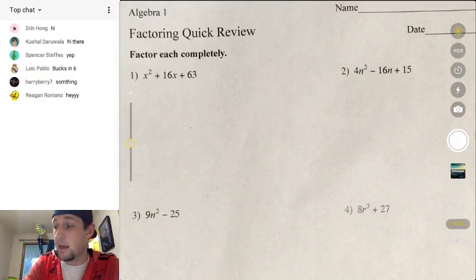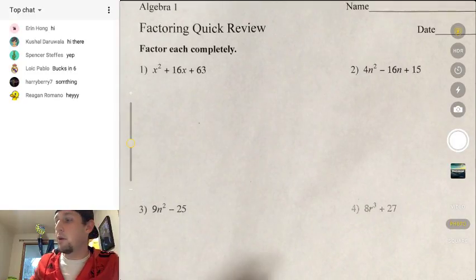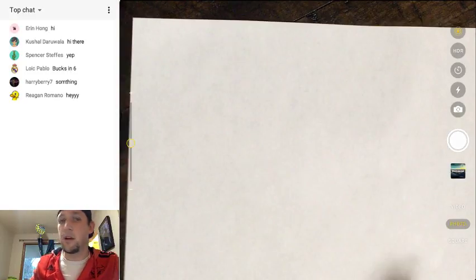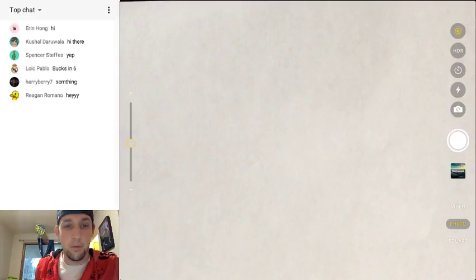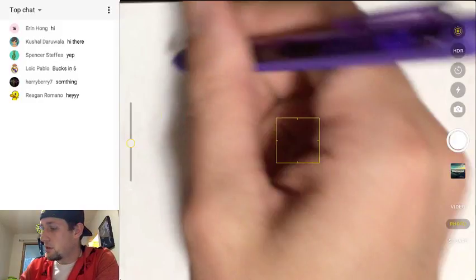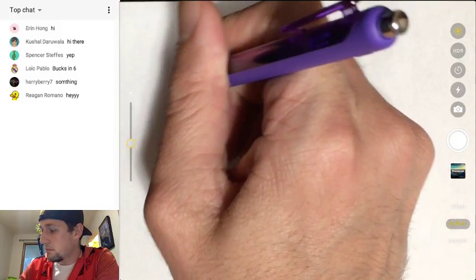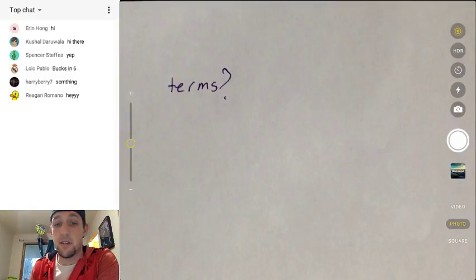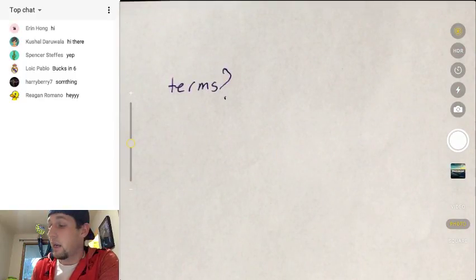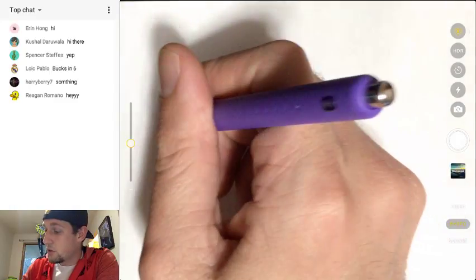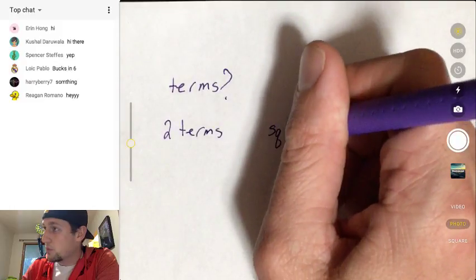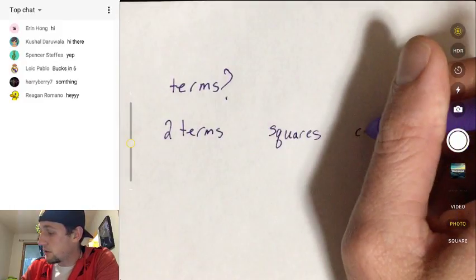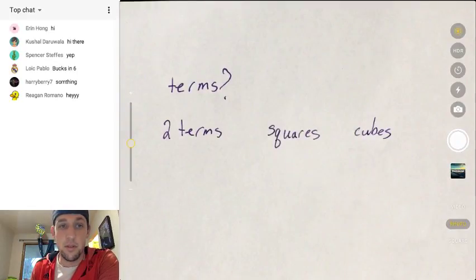So we'll start with, actually, I'm going to start not with this. What I'm going to start with is talking about factoring rules and how we know what set of rules we should be following. Really, the basic thing comes down to looking at the number of terms. That's the initial question you should ask yourself: how many terms does the polynomial have? If it has two terms, so it's a binomial, you're going to use either the squares or cubes rule. Those are the only two choices you have with two terms.